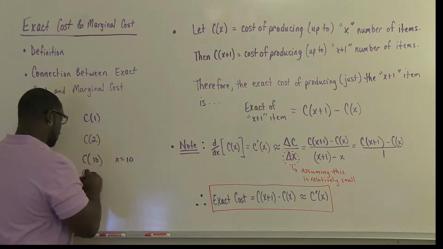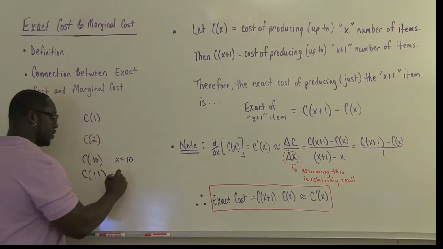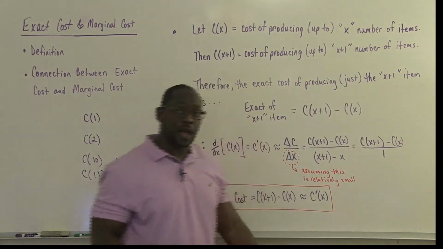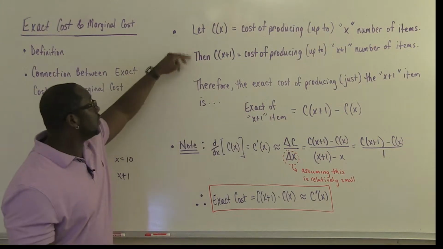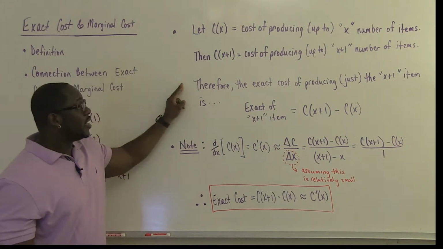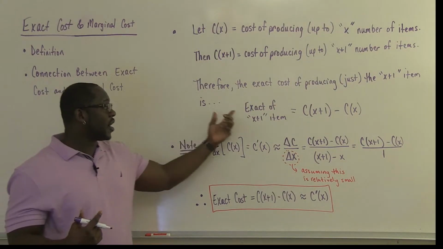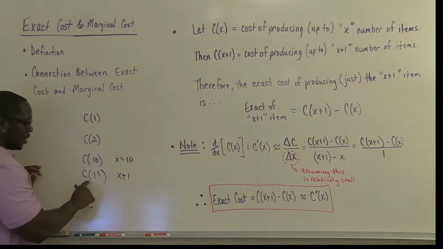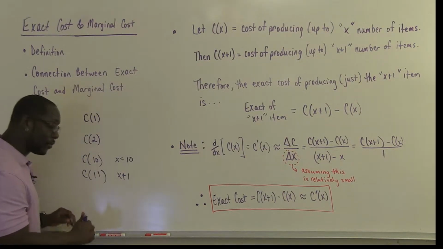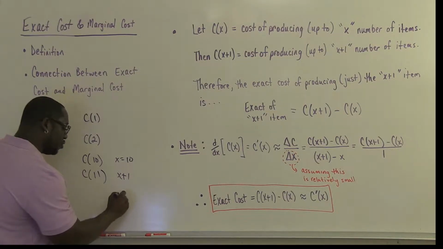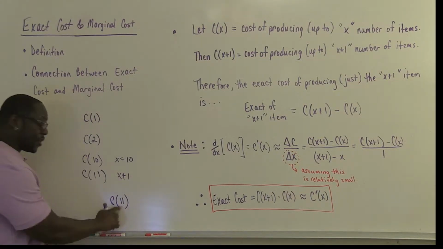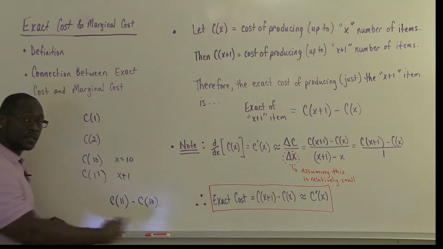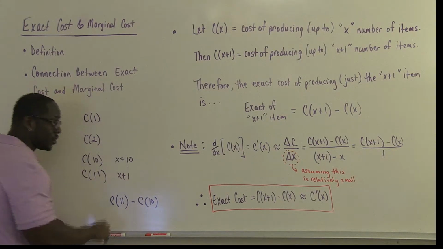Okay, so taking this assumption into account, if my X was 10 here, then C of 11 would be the X plus 1 cost of producing the X plus 1 number of items. So that's what I mean by that. So if we take these two things into account, then to find the exact cost of just the X plus 1 item, or in this case the cost of just the 11th item by itself, what we would have to do is take the cumulative cost of all 11 items and then subtract away the other 10, the 10 that came before it. And all we're left with is the cost of that last item.